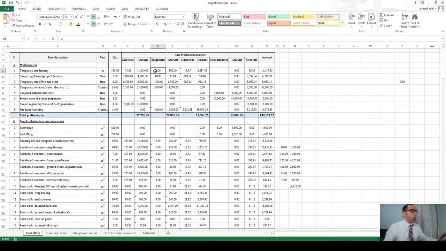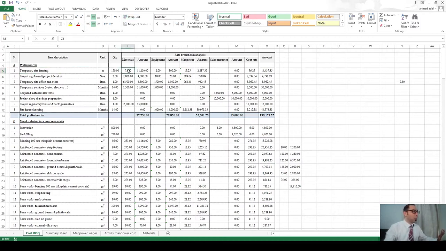Like here, when we talk about the tools or equipment required, I am allowing 2 dirhams or $2 for each linear meter of the temporary site fencing. So when I multiply the 2 by the quantity, which is 150, the amount is 300. So I am allowing an amount of 300 currency for the purchase of the tools or equipment to be used to install this temporary site fencing.